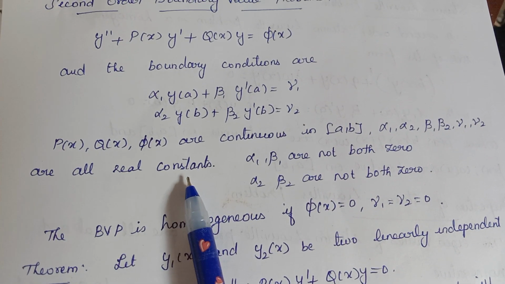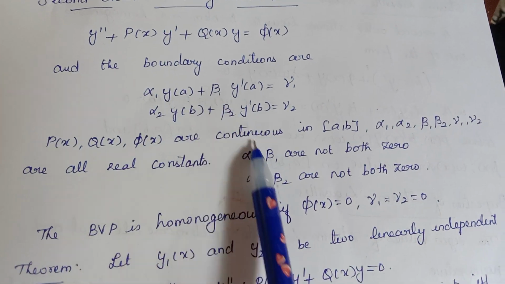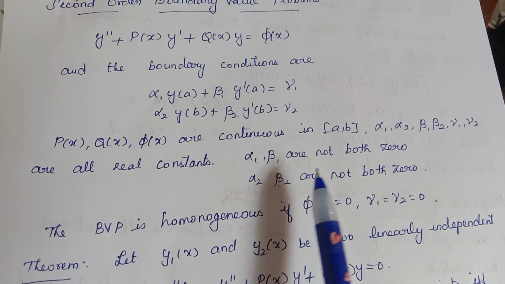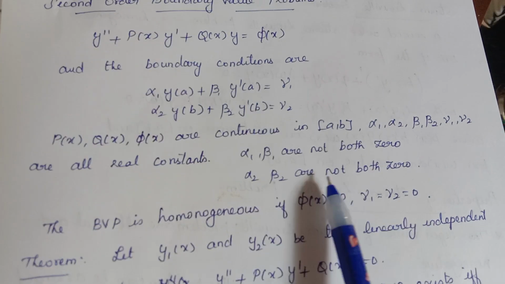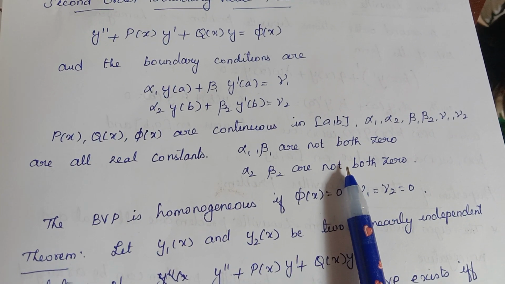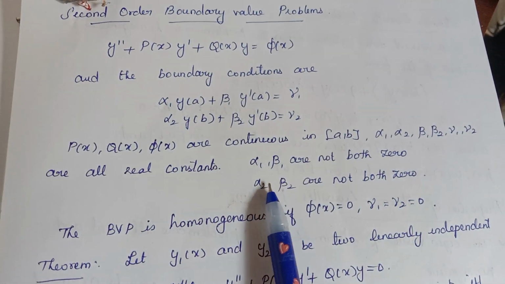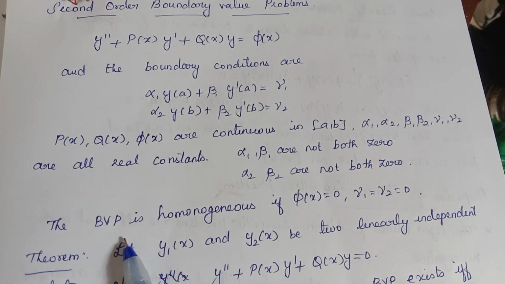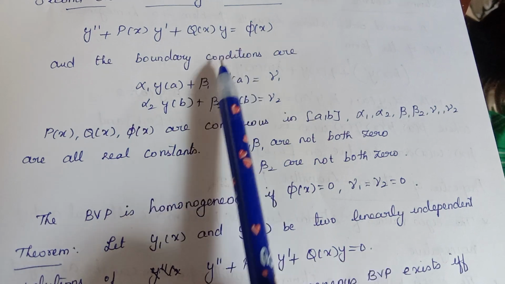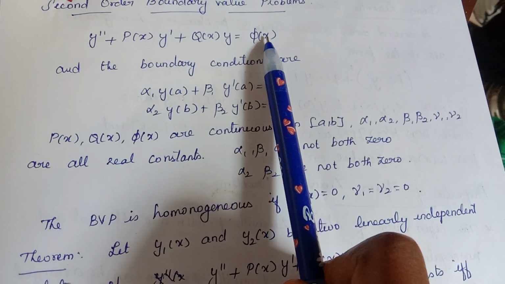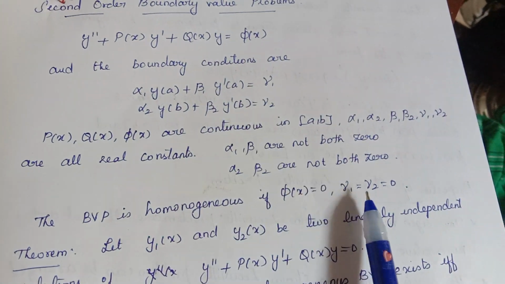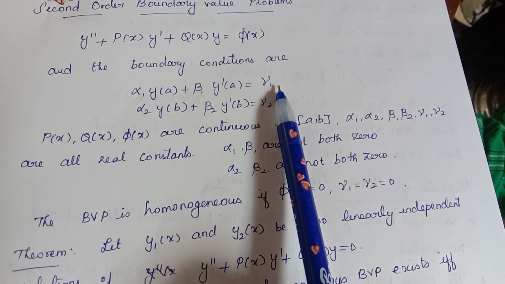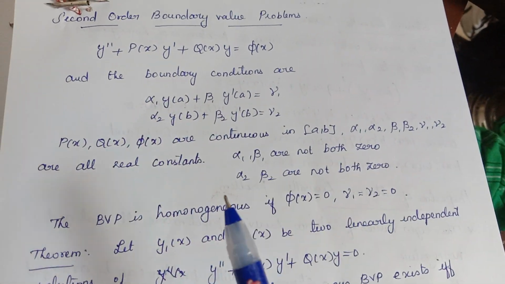And alpha 1, alpha 2, beta 1, beta 2, gamma 1, gamma 2 are all real constants. Alpha 1 and beta 1 should not both be equal to 0, and similarly alpha 2 and beta 2 together cannot be 0. This is the structure of a second order boundary value problem, and it is said to be homogeneous when the right hand side phi of x is equal to 0 and the right hand sides of the boundary conditions are also equal to 0.